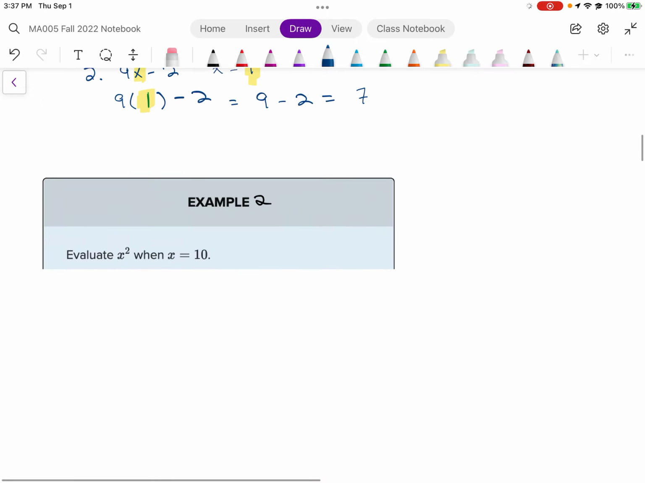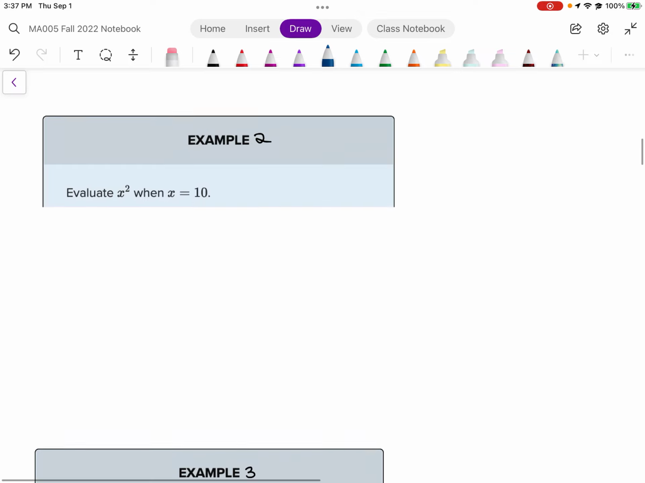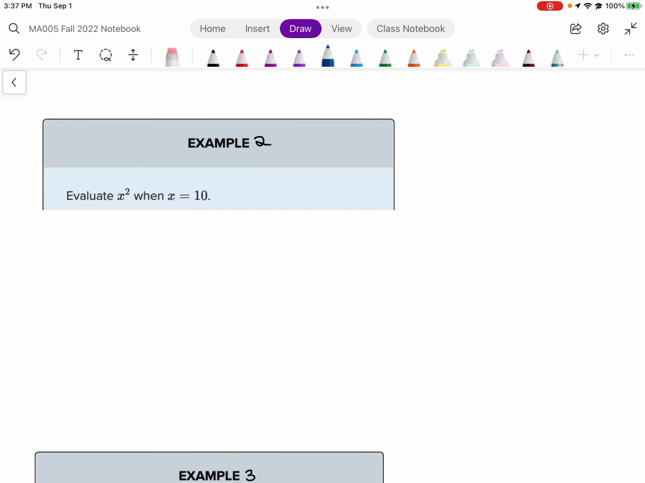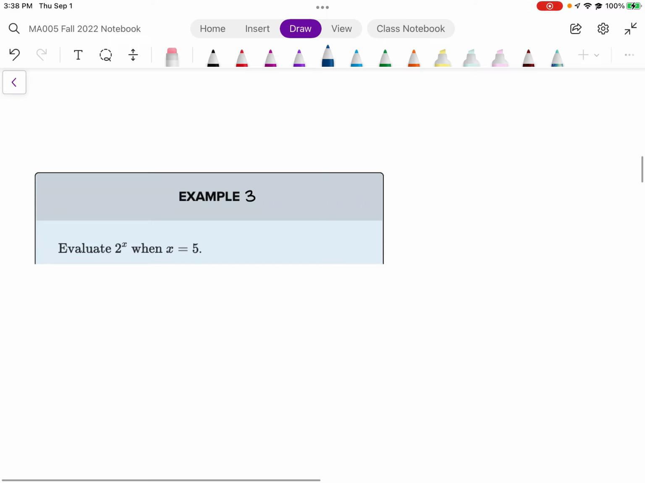All right, example 2. Evaluate x squared when x equals 10. So pause the video and give that a try. All right, so I'm going to take this 10 and plug it in where the x is. So that is going to become 10 squared. 10 squared is 10 times 10, which is 100. So this is an example of using parentheses, and anytime you have an exponent, I would use parentheses. All right, let's go on to example 3.